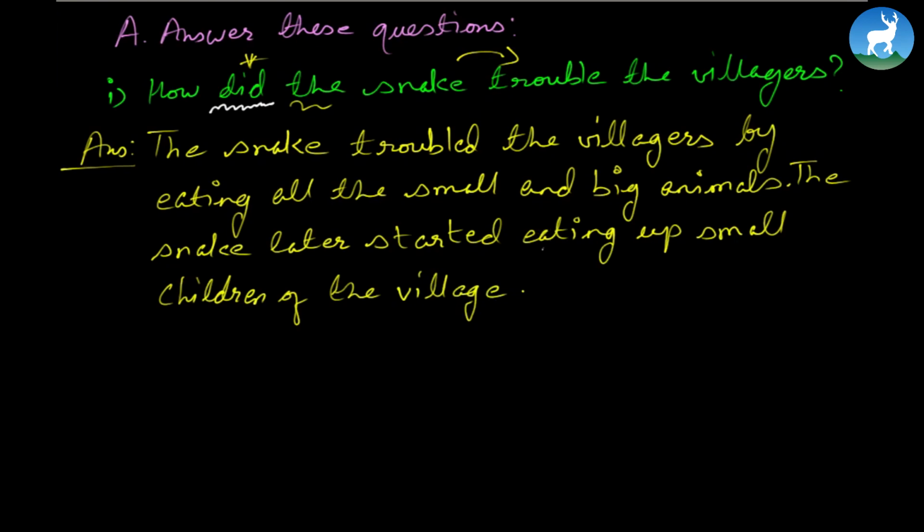The snake troubled the villagers by eating all the small and big animals. The snake later started eating up small children of the village. So this is how the villagers were troubled by the snake. Let's go on to the next question here.